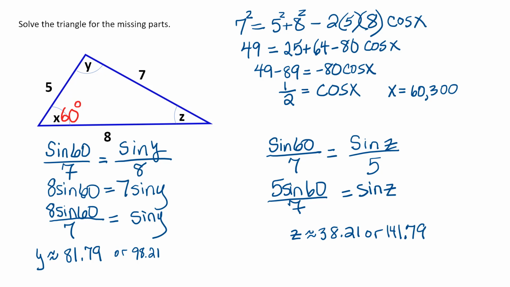or since it's possible it could be obtuse, even though it's obvious it's not, I'm just putting in the other value, 180 minus 38.21 or 141.79. If you look at all three angles, X, Y, and Z, the only way to make it add up to 180 is to use these angles, 60, 38.21, and 81.79.